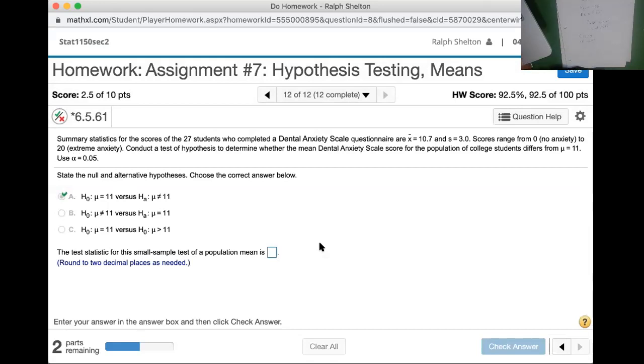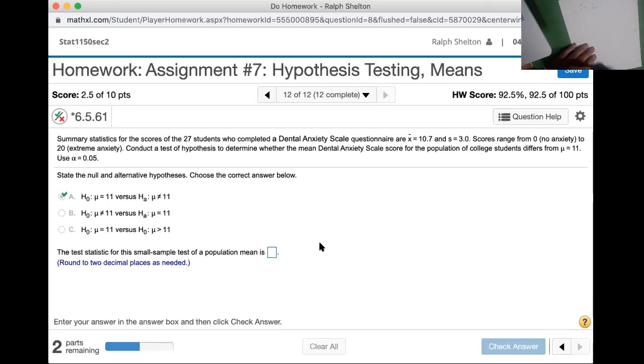Okay, last problem. Summary statistics for 27 students who completed a dental anxiety scale questionnaire. X bar is 10.7, S, the sample standard deviation, is 3.0. Scores range from 0, no anxiety, to 20, extreme.